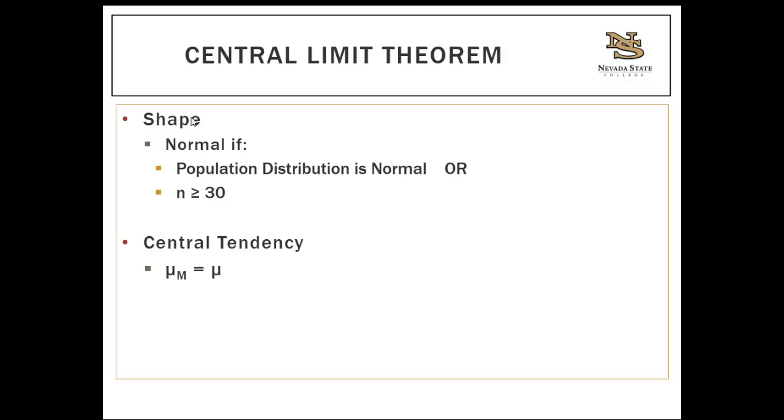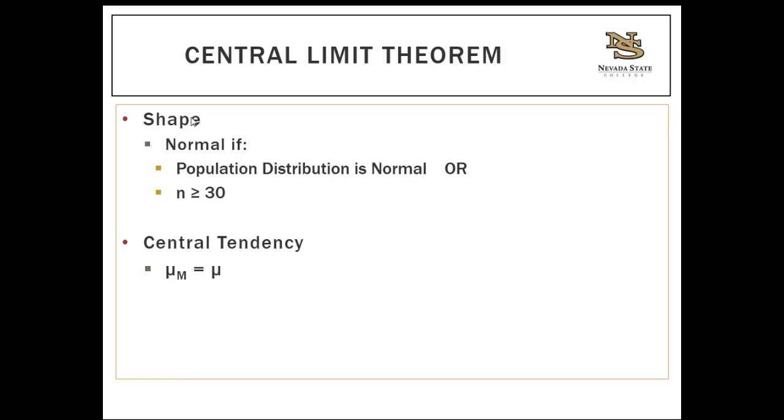So if your sample size is 30 or greater, it's going to work out that when you find all those sample means, you're going to have a normal distribution. So the only way that you can have a skewed sampling distribution is if you have a skewed population and a sample size that's less than 30. So think about that conceptually.